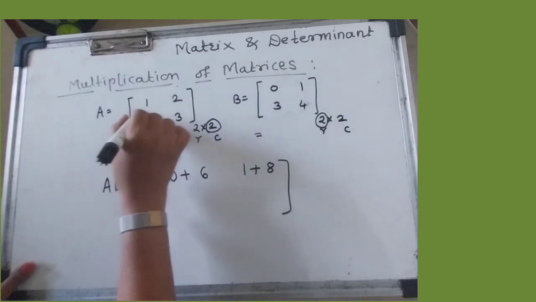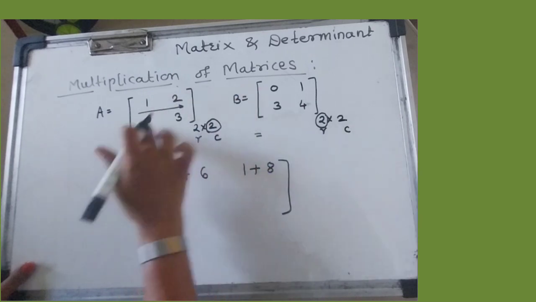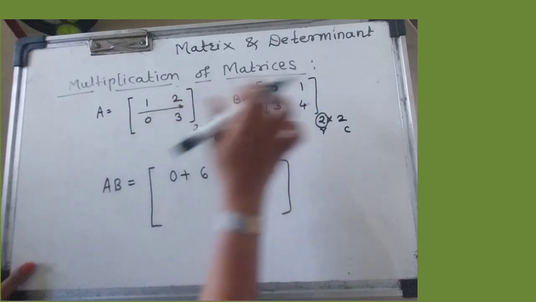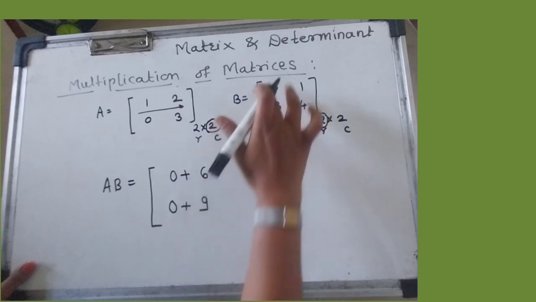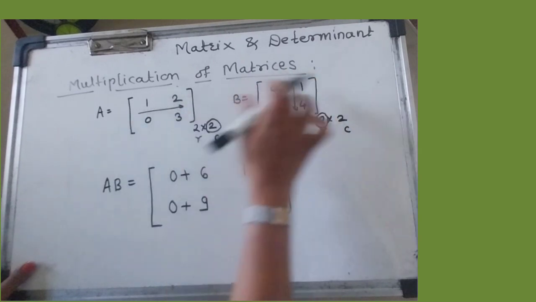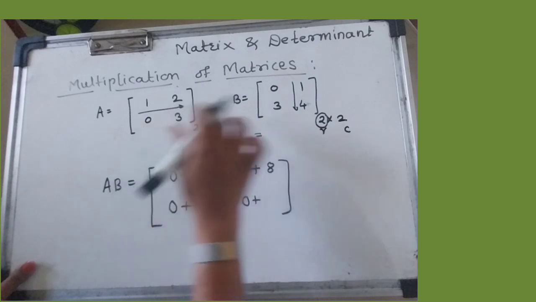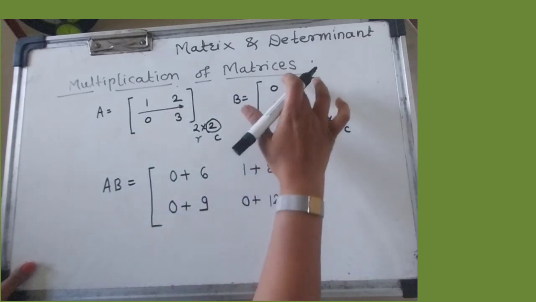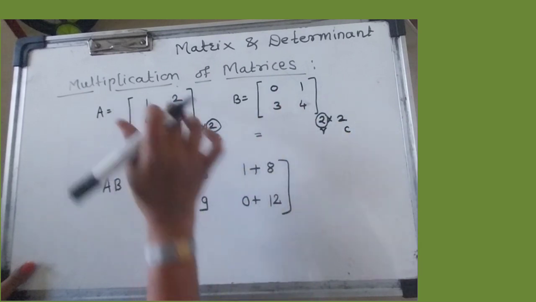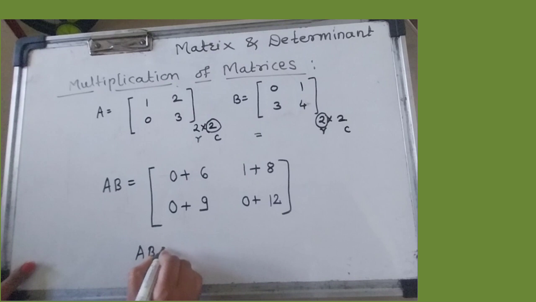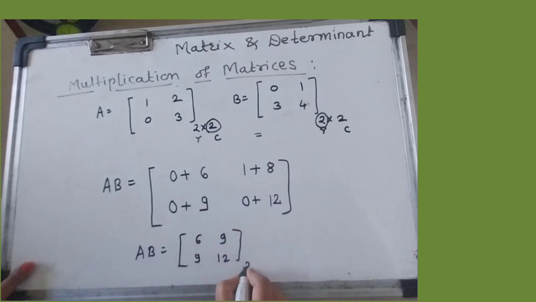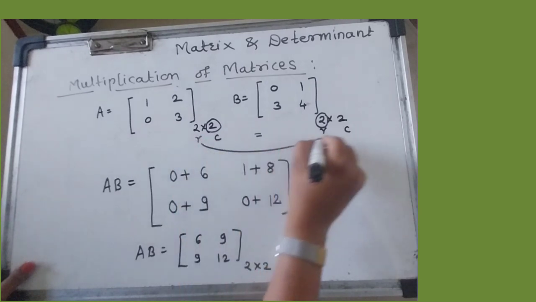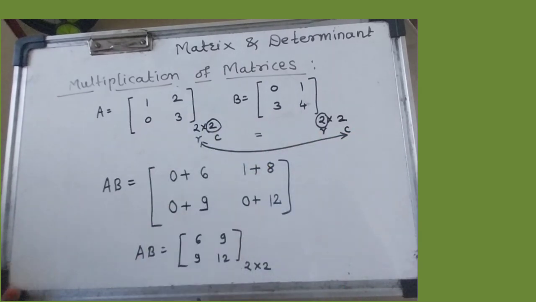Shift the row. See, again, this row, first column. 0 into 0, 0. Plus 3 into 3, it is 9. Shift the column. 1 into 0, 0. Plus 3 into 4, it is 12. Now, AB: 0 plus 6 is 6, 9, 9, here 12. So, order of resultant matrix is 2 by 2. Okay, understood?